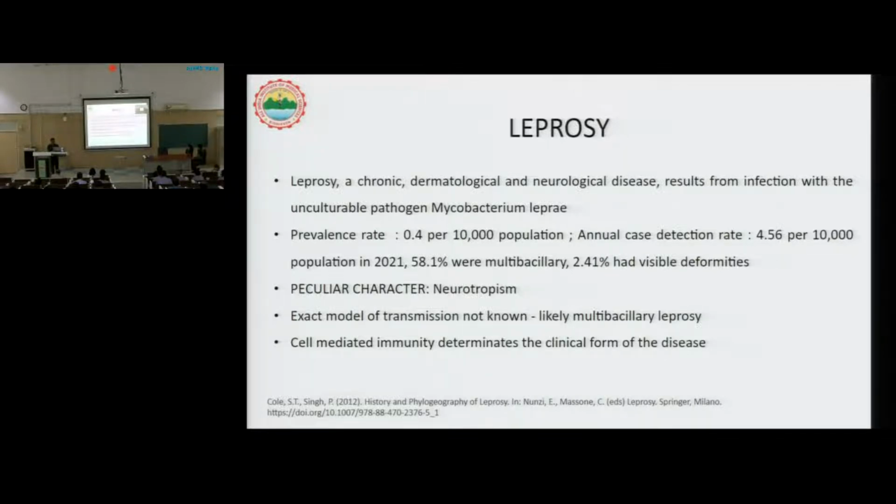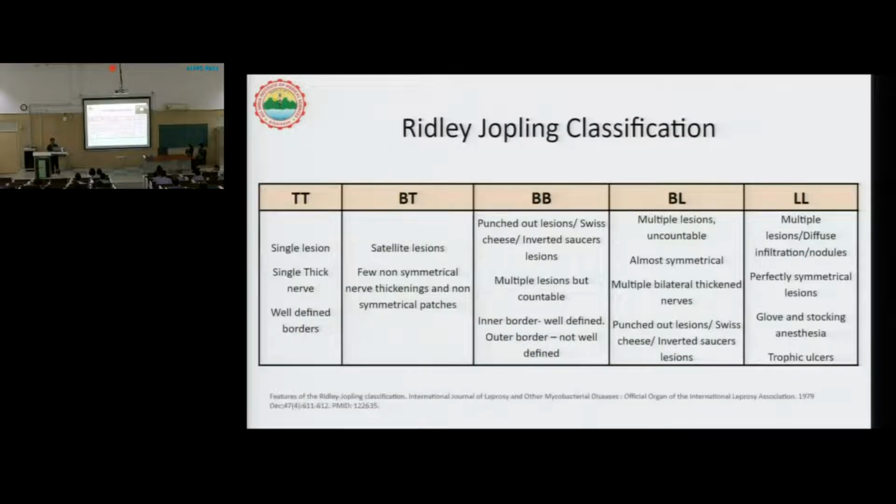And there have been many classifications to classify these. First was the Madrid classification, which was introduced in 1953 and is now obsolete. The next is the Ridley-Jopling classification, which has been in use since 1962. It has 5 main types of leprosy: tuberculoid leprosy, borderline tuberculoid leprosy, borderline leprosy, borderline lepromatous leprosy, and lepromatous leprosy. These are the 2 poles with a spectrum in between.